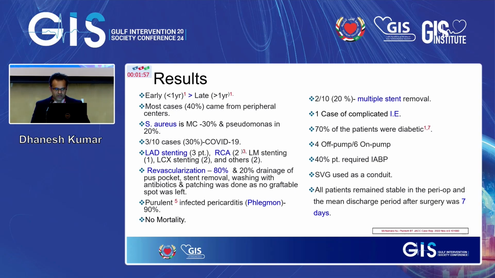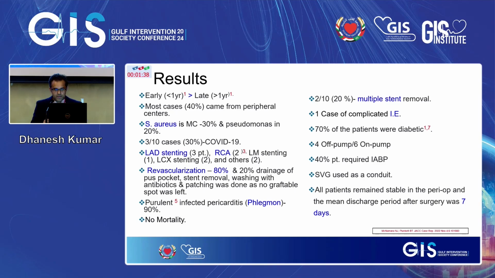Since there were no graftable spots, in 90% of the cases there was infected phlegmon. And we found in our series that there was no mortality. 2 patients required multiple stent removal. And 1 patient got complicated by infective endocarditis, as I showed in the pictures and videos.